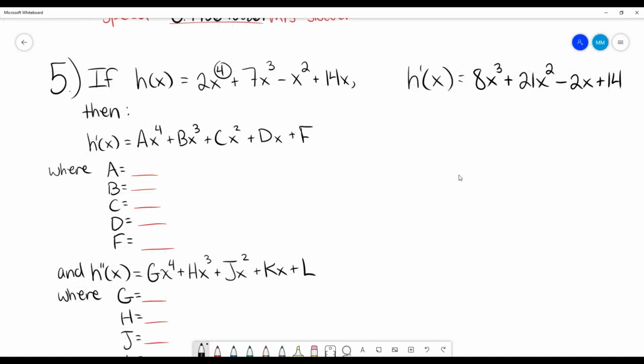All right, so our a, well, we've got nothing to the power of 4, so our a is 0. We've got b times x to the third, so our b is going to be 8. C is going to be 21. D is negative 2, right, because they've got a plus sign here, and we've got a minus here. And our f is 14.